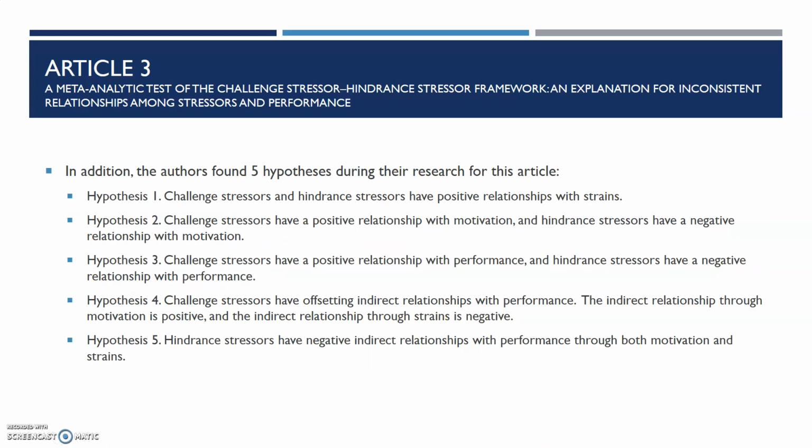The authors had five hypotheses during their research for this article. The first one being that challenge stressors and hindrance stressors have positive relationships with strains. Challenge stressors have a positive relationship with motivation, and hindrance stressors have a negative relationship with motivation. Challenge stressors have a positive relationship with performance, and hindrance stressors have a negative relationship with performance. Challenge stressors have offsetting indirect relationships with performance: the indirect relationship through motivation is positive, and the indirect relationship through strains is negative. Lastly, hindrance stressors have negative indirect relationships with performance through both motivation and strains.